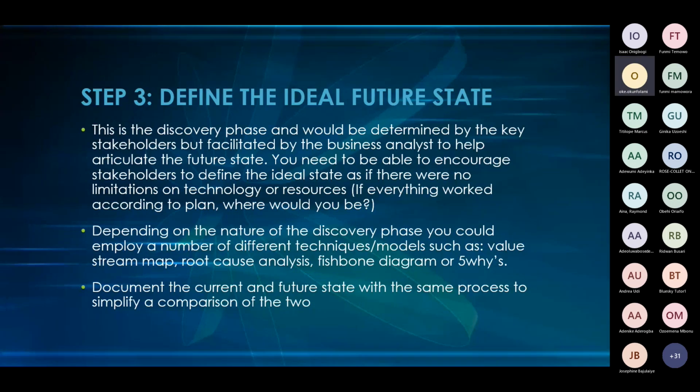Okay. Now you want to define the ideal future state. So this is the discovery phase, and it will be determined by the key stakeholders. Again, remember we said you would also facilitate and help to articulate the future state. You need to be able to encourage stakeholders to define the ideal state as if there were no limitations on technology or resources. A lot of times when you're talking to stakeholders, because they already know the limitations of the current systems, they wouldn't really keep an open mind.